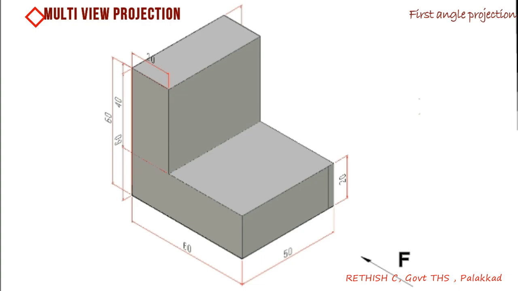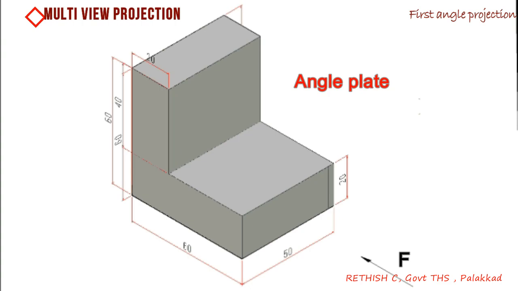We have an object here with the dimensions. We can name it as angle plate. The name is not our concern, we will consider the shape and dimension of the object. Actually, it is a machine part. There is an arrow mark here with the F. It means this side is to be considered as front view. Sometimes the F may not be given. Simply an arrow mark will be there. In that case also we have to consider the arrow mark side as front side.